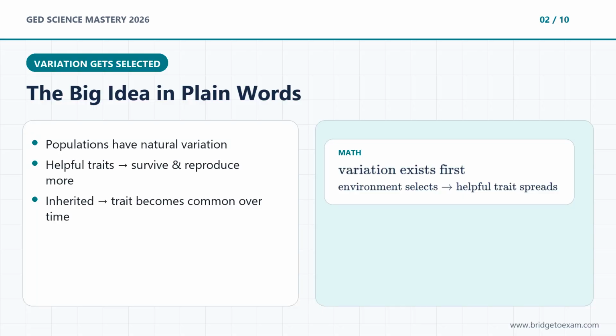Here's the big idea in plain words. Within any population, there is natural variation. Individuals simply differ from one another. When the environment makes some of those differences useful, the individuals who happen to have the helpful trait tend to survive and reproduce more than the others. And because traits are inherited, that helpful trait gets passed down and becomes more common over generations. That slow shift in a population is evolution by natural selection. Notice, the variation comes first. The environment just selects it.